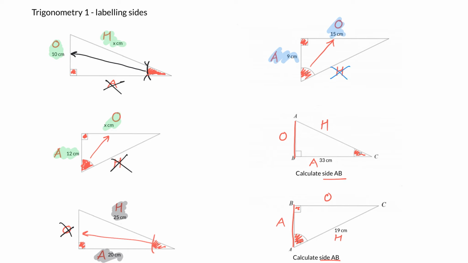For our next one, where we're calculating side AB, we've been given length BC. We've also been given the angle, and we're asked to find side AB. Well, that's this side here, so we're asked to find the opposite. Therefore, we don't actually need the hypotenuse. And finally, the last one, same again. We've been given the hypotenuse. We've been asked to calculate side AB, so that's the side we want. So we want the adjacent. We don't need and we don't use the opposite.